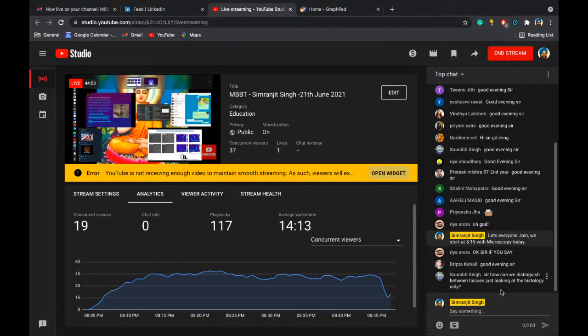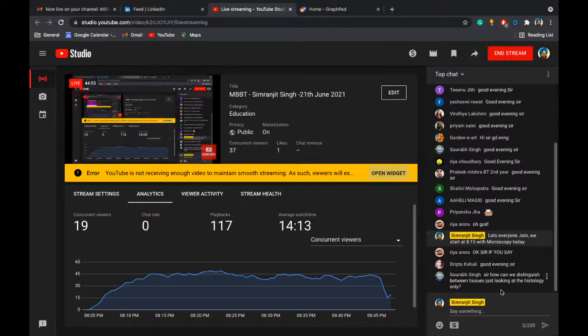Saurabh Singh, how can we distinguish between tissues just looking at the histology? So, there's a lab called the pathology lab, and these people are professional pathologists. They have had training for many years to see cells and tissues of a disease state or a non-disease state. So just with their own experience, they can see it. But for the newcomer, I know it will be very difficult.